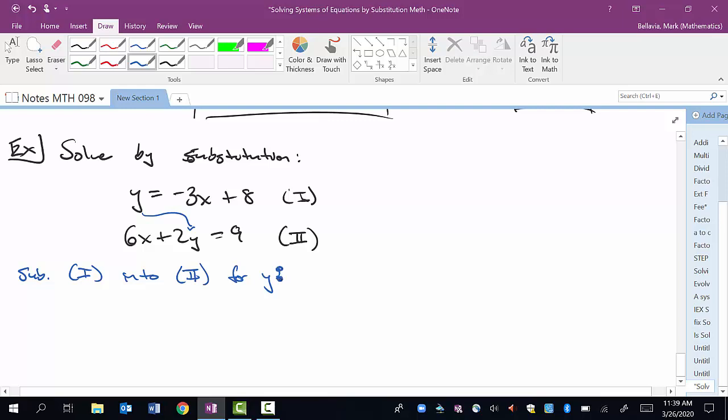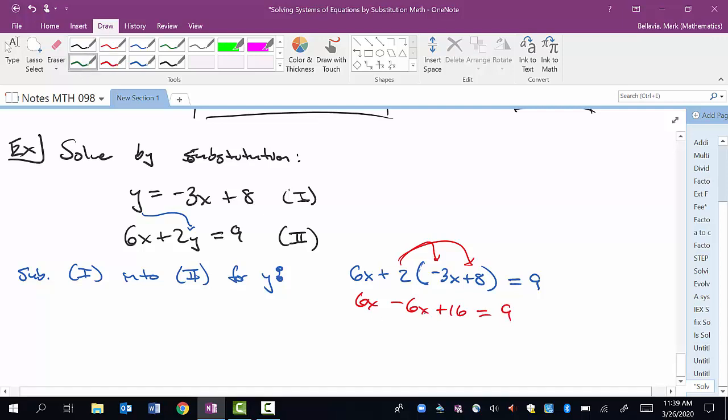So if I do that, I end up with 6x plus 2 times, now we're replacing y with whatever y is equal to, so you need parentheses around this. So it's 2 times negative 3x plus 8. And then this equals 9 we had here. And then since I only have one variable, I want to solve for that variable. So I have 6x plus, distributing the 2 through, positive 2 times a negative 3x is minus 6x. Positive 2 times a positive 8 is plus 16. And this equals 9.